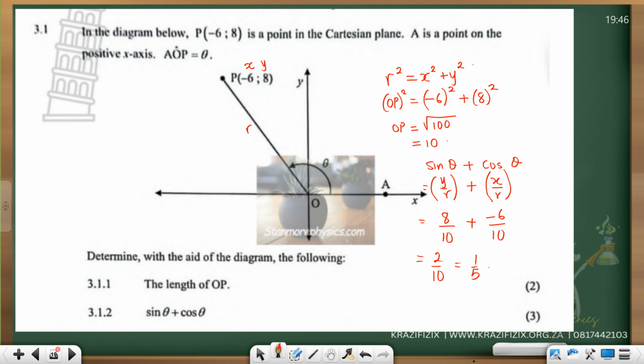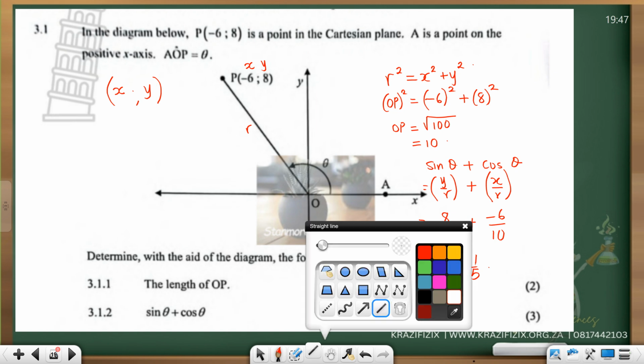Did this make sense to you? Yes, Kaula? So for the P value, the x value is negative 6. Yes. Which is the x value, like on the Cartesian plane? When we write a coordinate, which one do we write first? The x. But where is negative 6 on the triangle?